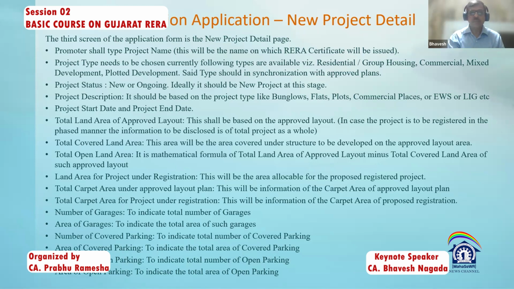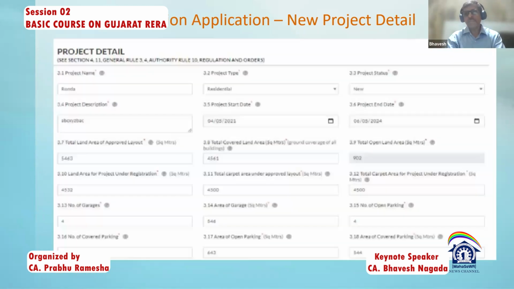So number of garages and what is the area of those garages, number of covered parking and what is the area of covered parking, number of open parking and what is the area of open parking. And I presume that the audience knows the difference between garage, covered parking and open parking. This is how the snapshots will come up.